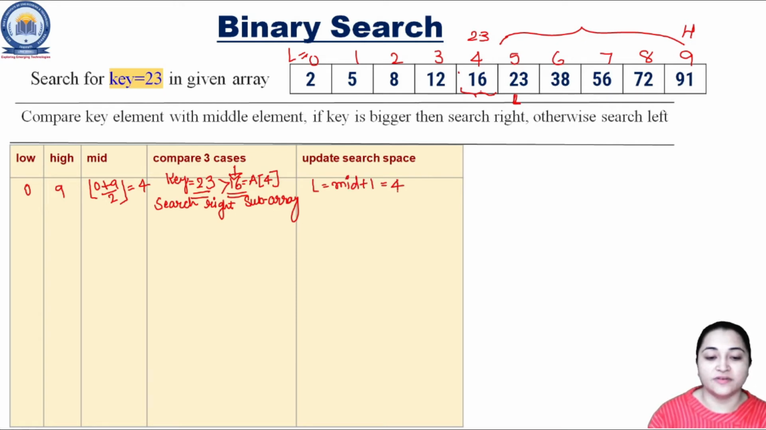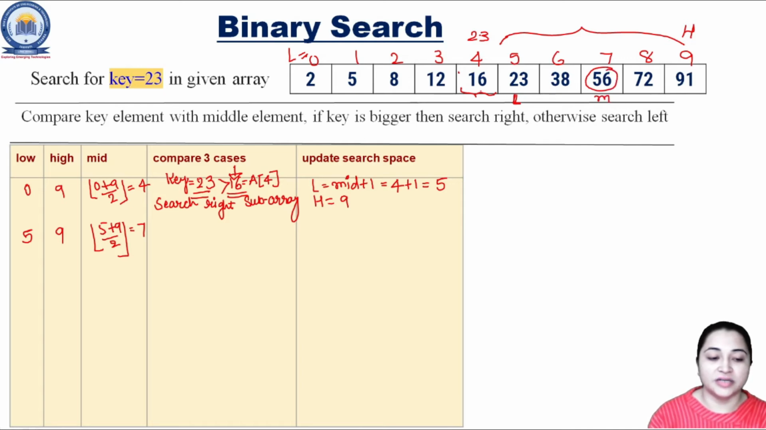So the middle index we found was 4, and 4 plus 1 was 5. So our low index is 5 and high will be pointing to 9 only. In the next iteration our low will become 5 and our high will become 9. So 5 plus 9 divided by 2, that is 14 divided by 2, which means 7. So the middle element we found in the right sublist will be 56, right?